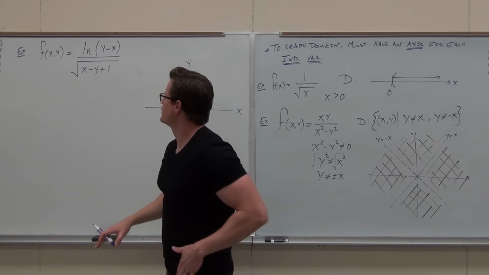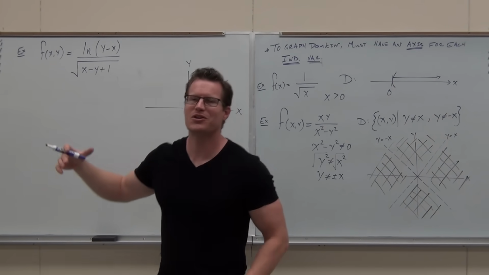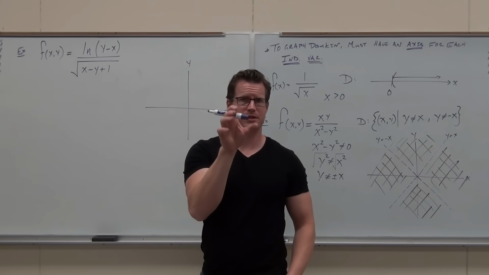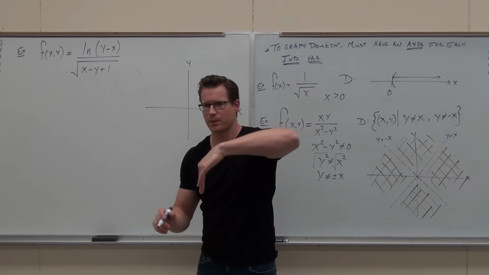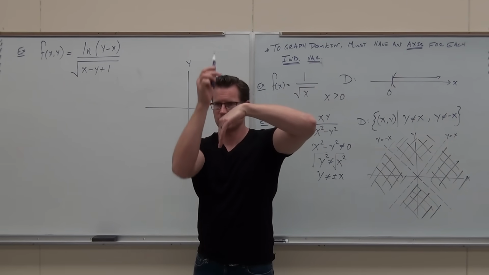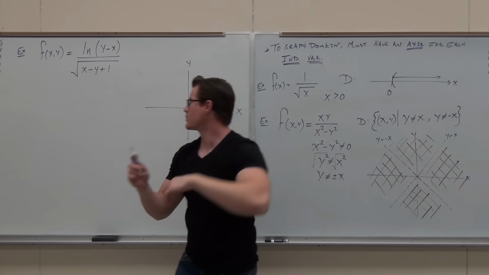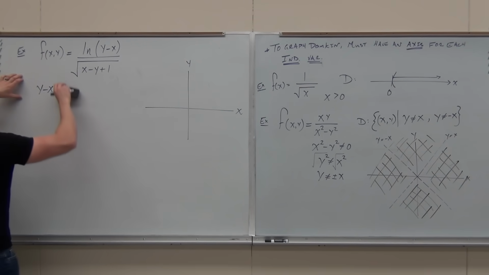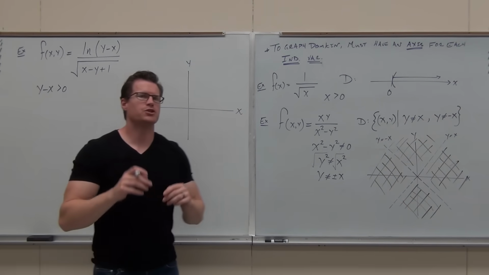What do you know about ln? Strictly, the argument of the natural logarithm's got to be greater than 0. The ln looks like this. There's this asymptote along the y-axis. You can't even get to x equals 0. So the argument has got to be strictly greater than 0. Don't put not equal.